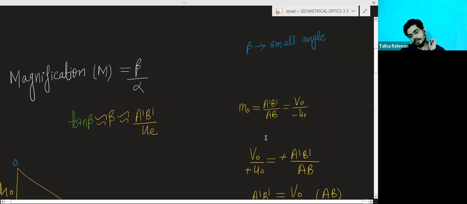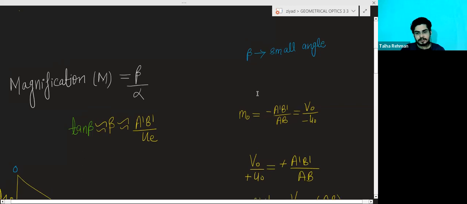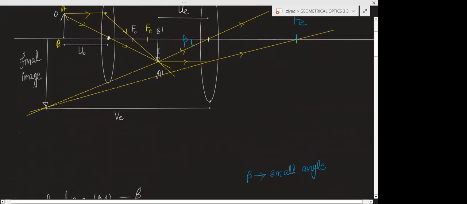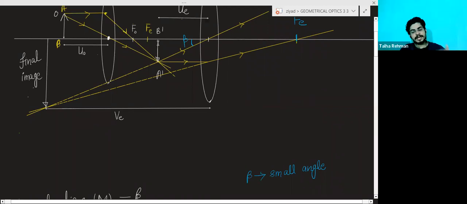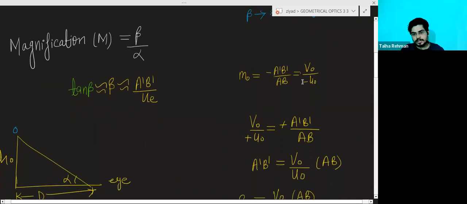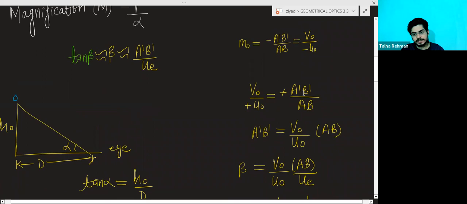One more thing. We will take this A dash B dash as negative. Why will we take A dash B dash as negative? Because this A dash B dash is below the principal axis, so the height of the image you will take negative. When you compare this, the minus sign and the minus sign from here will cancel out. You will have V naught by U naught is equal to A dash B dash by AB. From here you can calculate A dash B dash. So you will get V naught by U naught into AB.